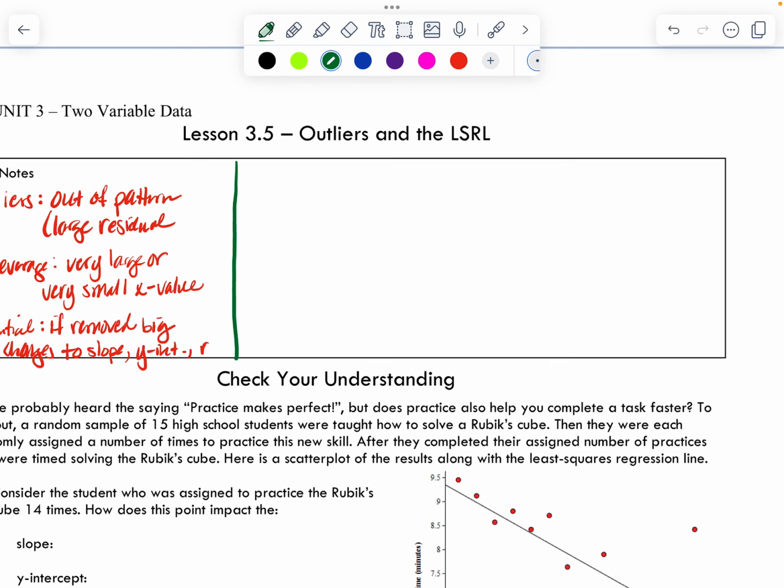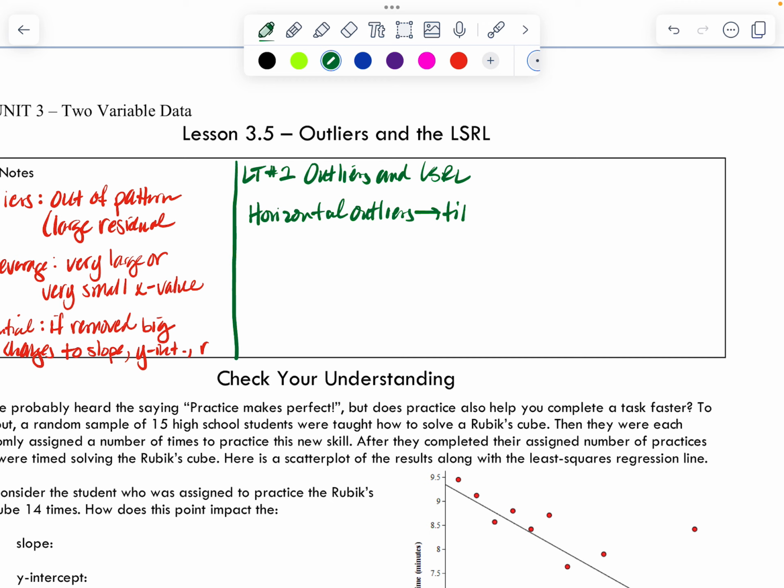Okay. Learning target 1. So let's talk about outliers and the LSRL. Horizontal outliers are going to tilt the line. Vertical outliers are going to shift the line up and down.